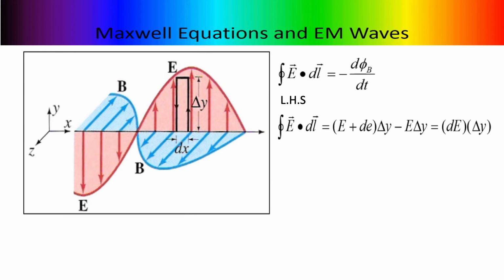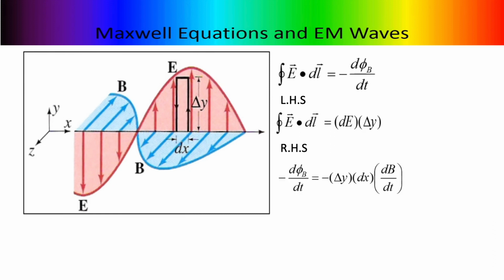On the right-hand side, we have an additional height called dE, because that vector is slightly taller. And so what we have on the right-hand side is E plus dE times delta y. And notice on the left-hand side, E goes against the integration path, and so it's negative E delta y. The whole thing simplifies to dE delta y, and then we're finished with the left-hand side of the equation. Now let's look at the right-hand side of the equation.